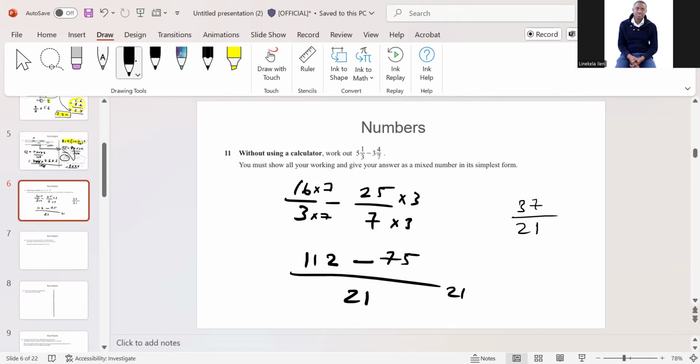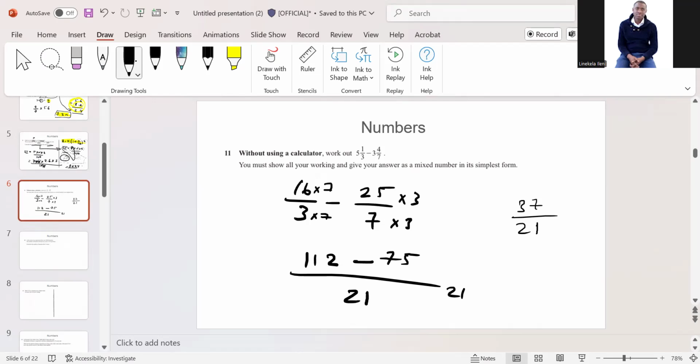Now, this is not a simplified fraction because it's improper. We need to have a proper fraction, which means we really need to convert this into a mixed fraction for it to be simplified. We can't just leave it like that.